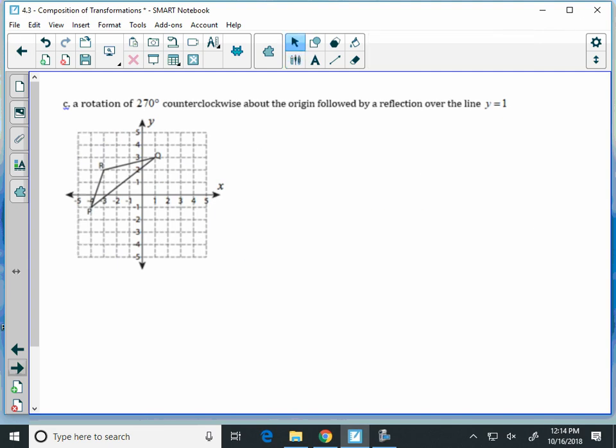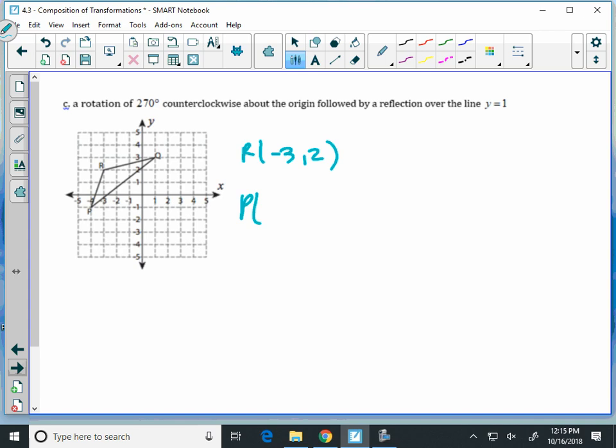C says a rotation of 270 degrees counterclockwise, which again is the normal way to do a rotation, about the origin, followed by a reflection over the line y equals x. So we're doing a rotation first. We write down those original points: -3, 2, P is at -4, -1, and Q is at 1, 3.